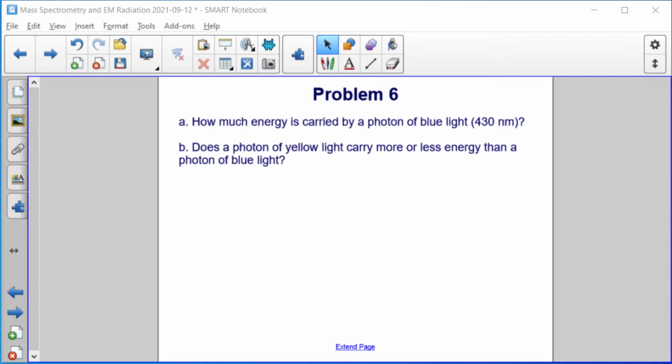Problem 6. How much energy is carried by a photon of blue light with wavelength 430 nanometers? And B, does a photon of yellow light carry more or less energy than a photon of blue light? Try this calculation in part A and this explanation in part B on your own first, and then we'll go over the answers in the next couple of slides.